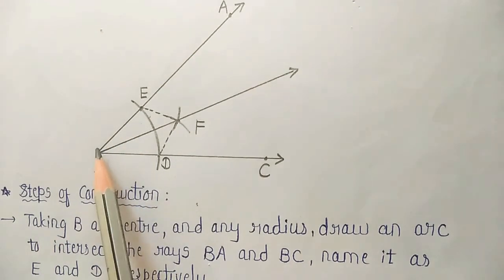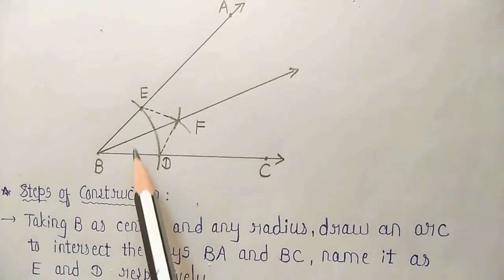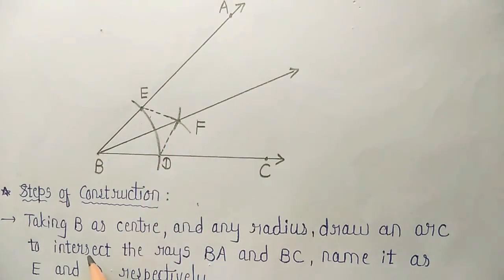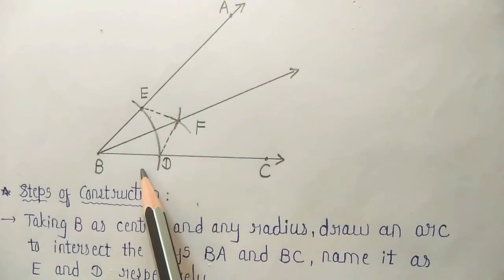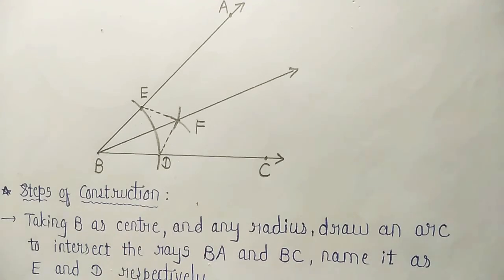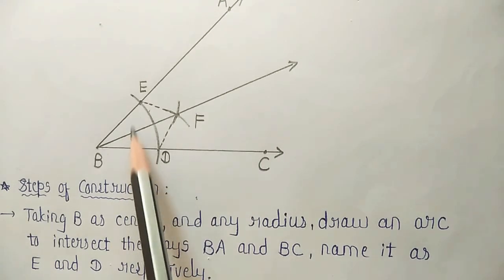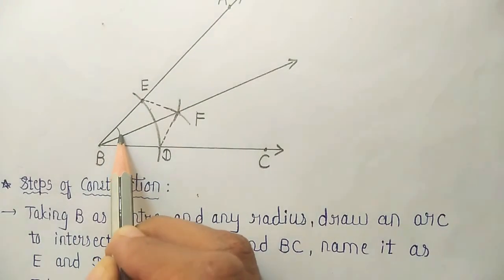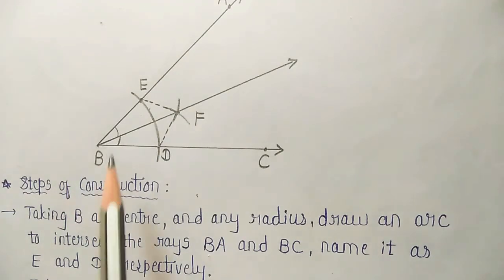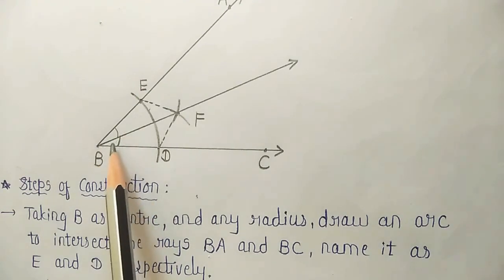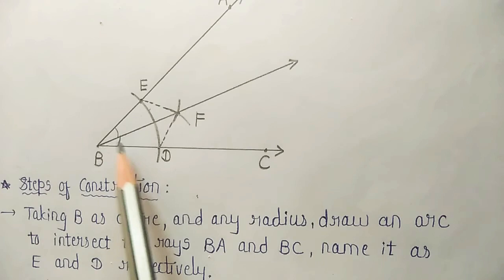By which rule? BE is equal to BD, a side of the triangle. Then we have EF and DF. They are also arcs of equal radii, so they will be equal. And BF, that is also a side. So by the SSS rule, they will be congruent. And if two triangles are congruent, their corresponding parts are congruent, equal. So these angles will also be equal. Okay. So we can justify that BF is the bisector of this angle.